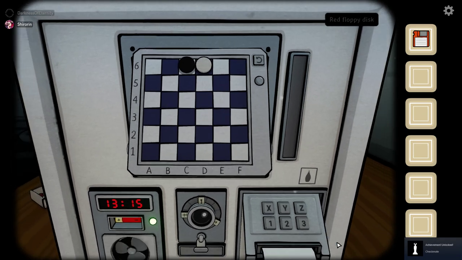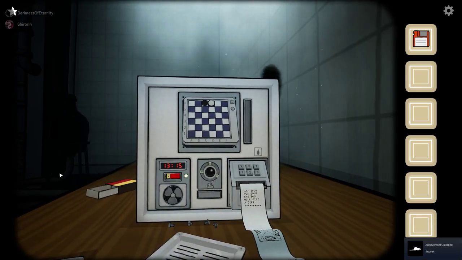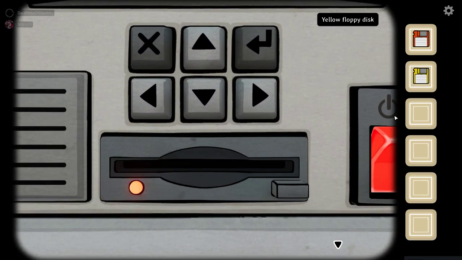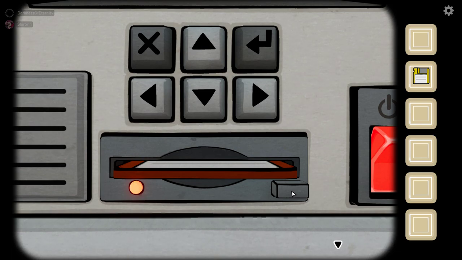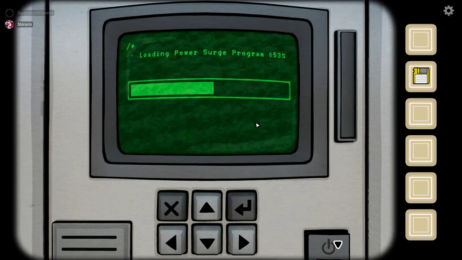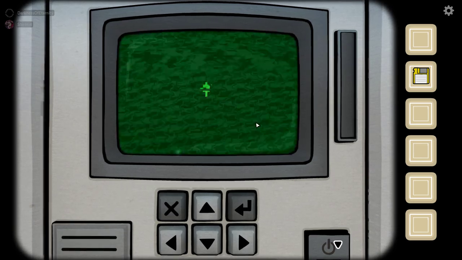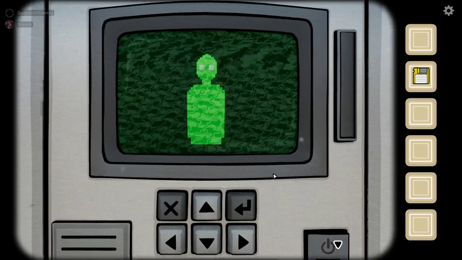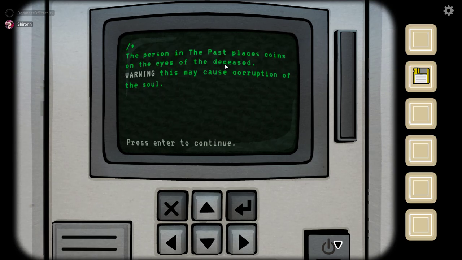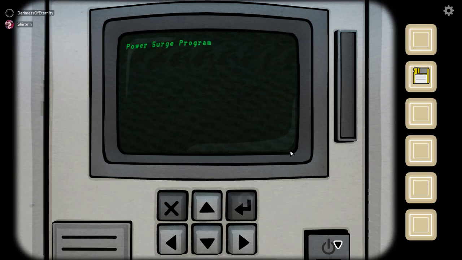Ooh, a floppy disk. All right. Ooh. What am I gonna do with these coins? Power search program. In the past, places coins on the eyes of the deceased. Warning, this may cause corruption of the soul. Alright. Let me know when you've done it. I did. Yeah. Ooh, creepy.